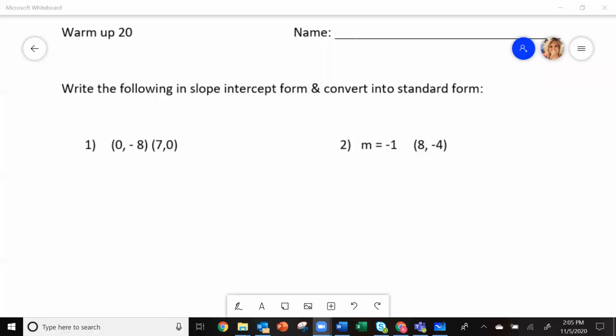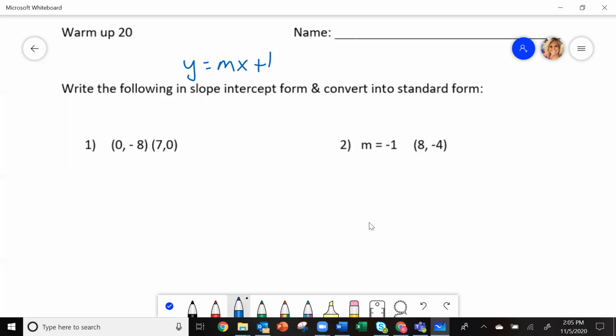We are going to work on our warm-up. It is warm-up number 20. Okay, so it is asking us to write the following into slope-intercept form, which is y equals mx plus b, and then convert it into standard form, Ax plus By equals C. So now pause the video and then come back and see how you did.